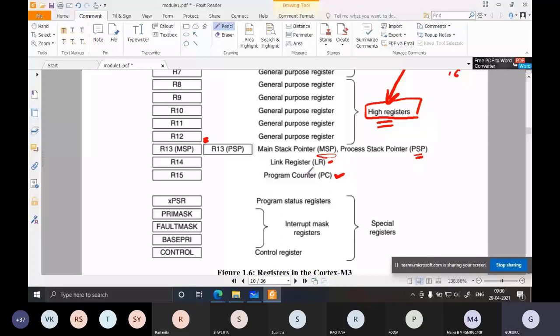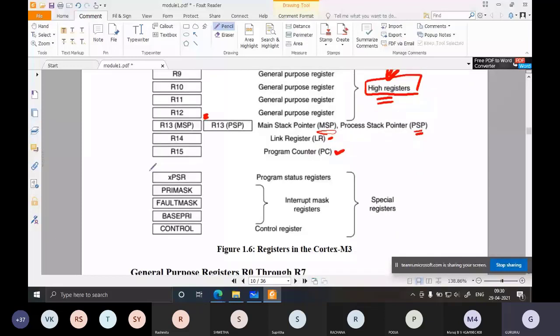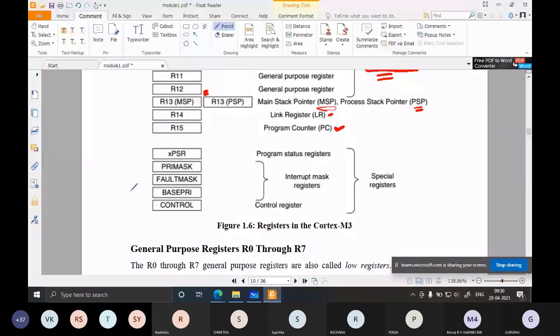Next, after R15, that is the 16 registers, there are some special purpose registers also. What are these? First is PSR, which stands for Program Status Register. The Program Status Register holds the flags. Flags means carry flag, auxiliary carry, overflow, zero flag, negative flag, like that. Again, it's a 32-bit register.